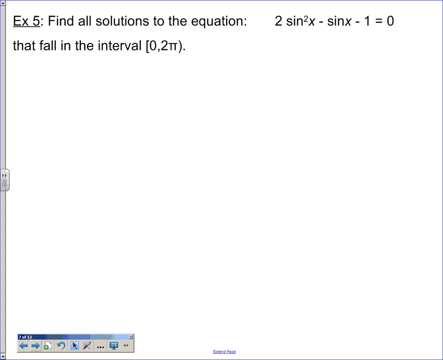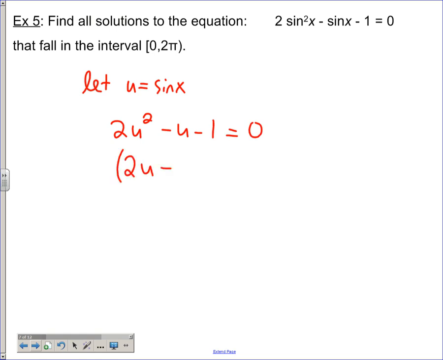All right, continuing on. Example 5. We're going to also factor this expression. So hopefully we noticed by now this looks like a quadratic. So I'm going to use u substitution. Let's let u equal sine of x. So we end up with 2u squared minus u minus 1 equal to 0. So we're going to factor that 2u plus 1 and u minus 1.